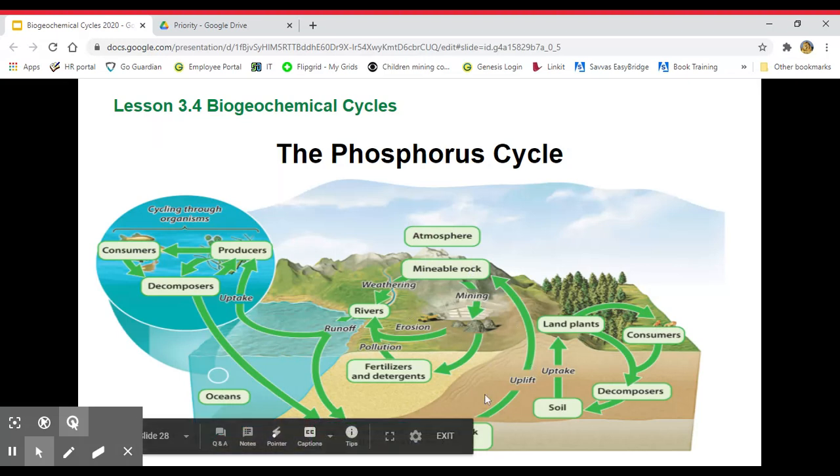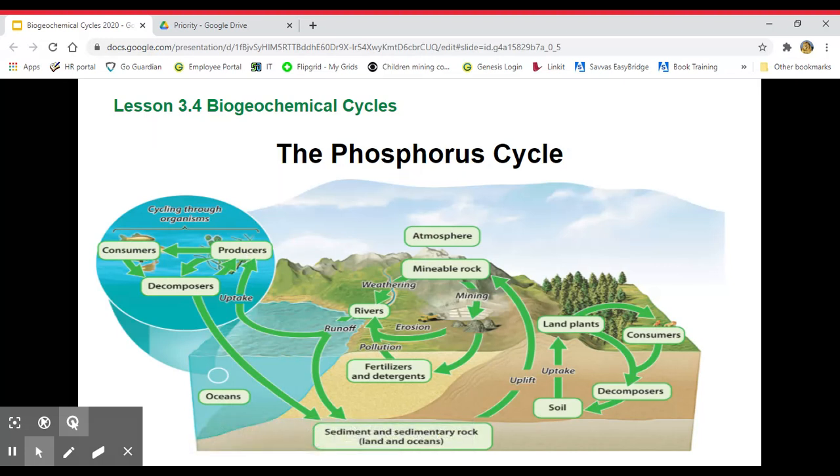You have lots of different passages of this cycle and it can go wherever the arrows go. As you can see, the fertilizers and detergents are also involved there. Producers can take this phosphorus in through their roots, either through water or through the soil. They absorb these phosphorus nutrients, which then consumers take in when they consume the producers. So when an animal comes up and eats your plant, now they are taking in some of that phosphorus that was once in the plant.